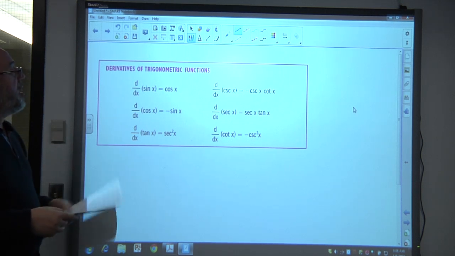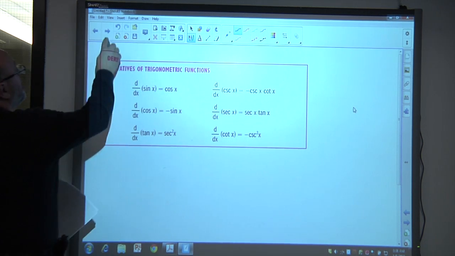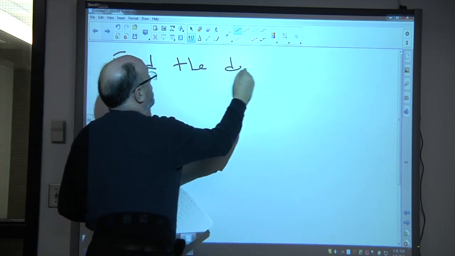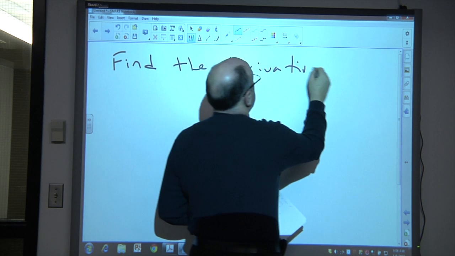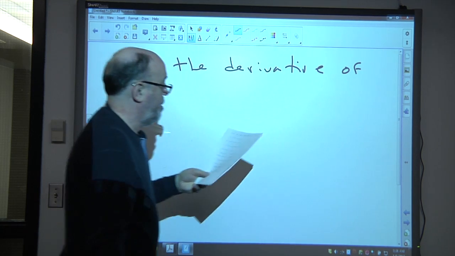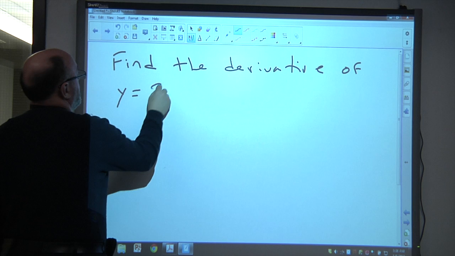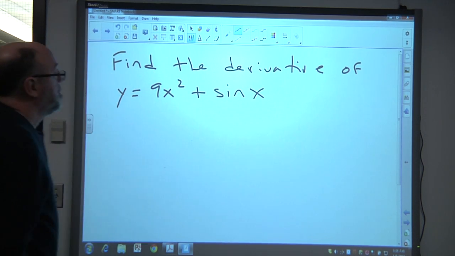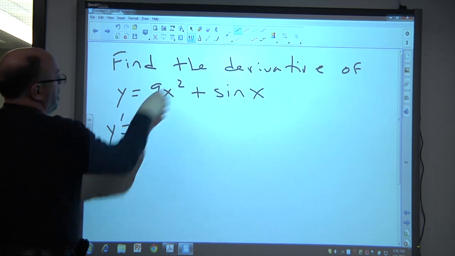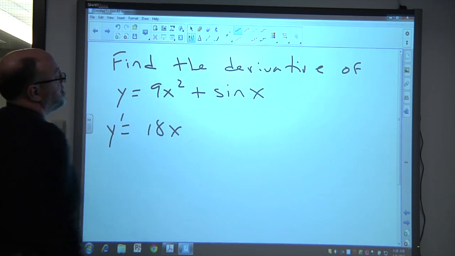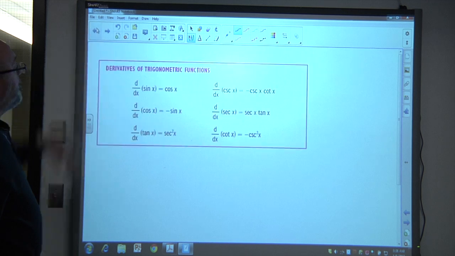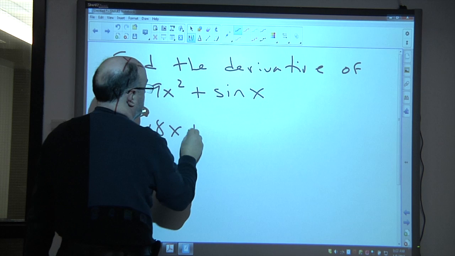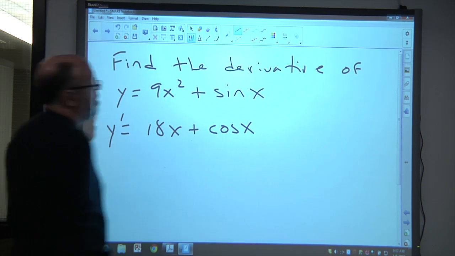But in terms of how these work, for example, let's find the derivative of y equals 9x squared plus sine x. So my derivative, y prime, well, 9x squared is just 18x. The derivative of sine, going back to this table, is cosine. And so this will be 18x plus cosine x.